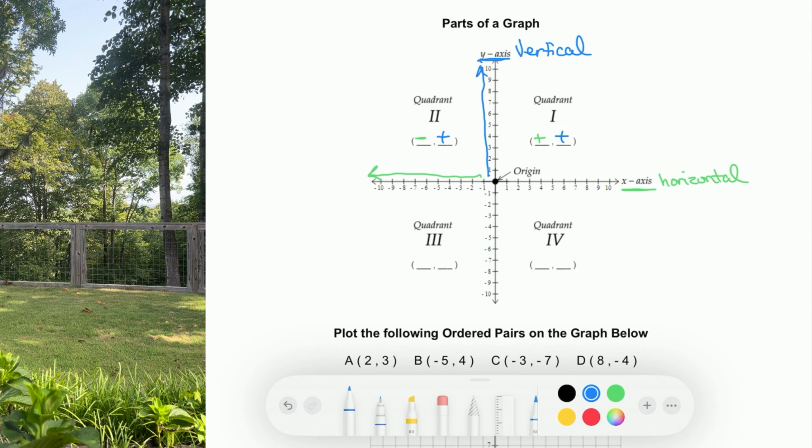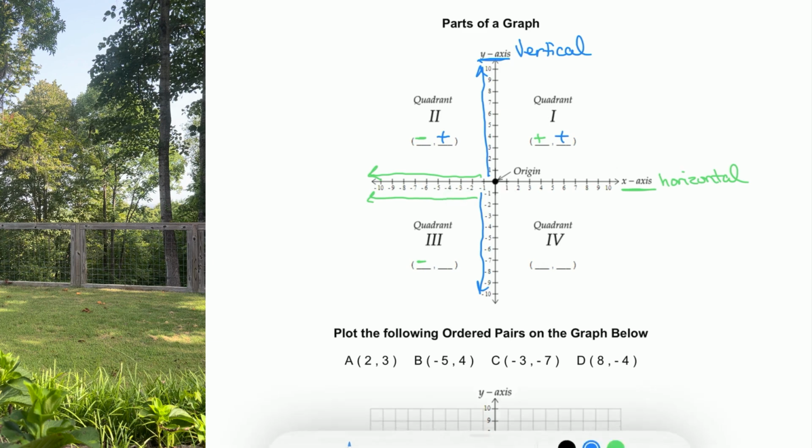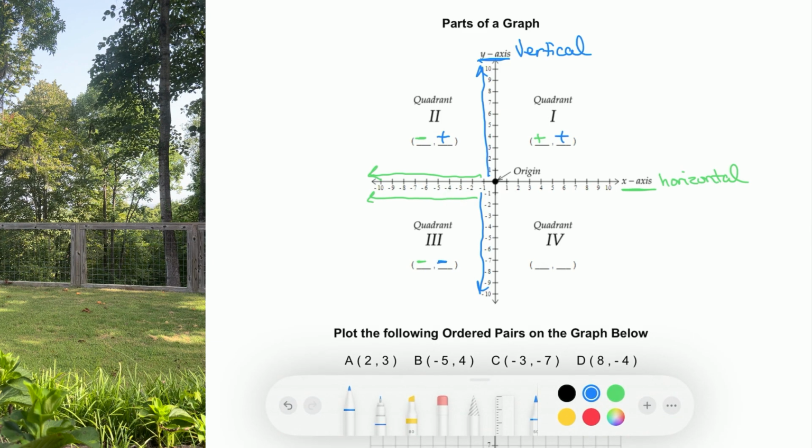of that location. Quadrant 3, we are in the negative region of x, so that's going to be a negative. We are also in the negative region of y, so our y value will also be negative. Quadrant 4, we are back into the positive location of x, so we're going to have a positive number, but we're still in the negative region of y, so that's going to be a negative.